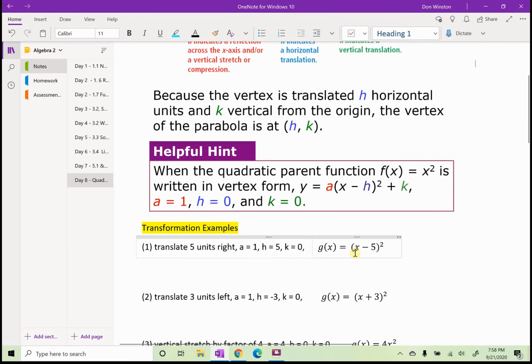So let's look at some transformations. We have the description: translate 5 units right. So a is still going to equal 1, h now will equal 5, and k will equal 0. We use something different for the transformation. For the parent function, we like to use f of x. When we do transformations, we'll say g of x. So g of x will equal (x minus 5) squared.